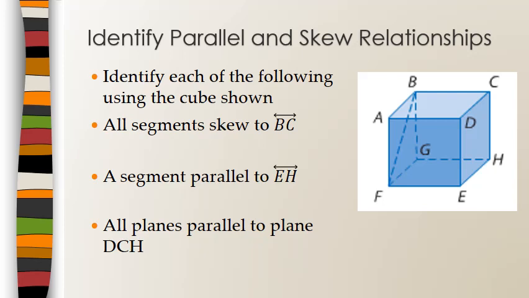And so we start off in this first example by identifying parallel and skew relationships. And we've got a cube over here that we're going to take a look at. And first we're asked to find all segments skew to line BC. So remember now the difference. So here's B and C right up here.